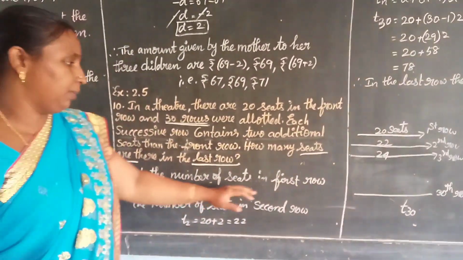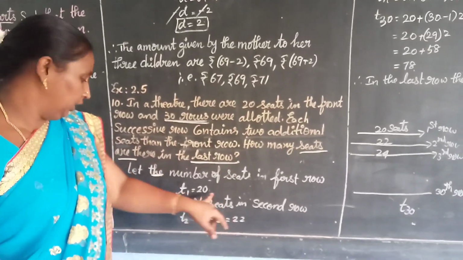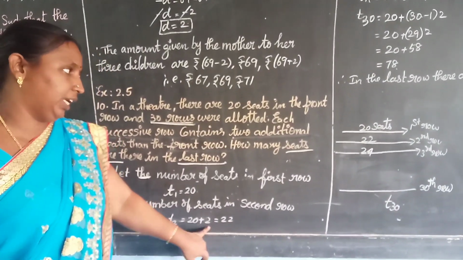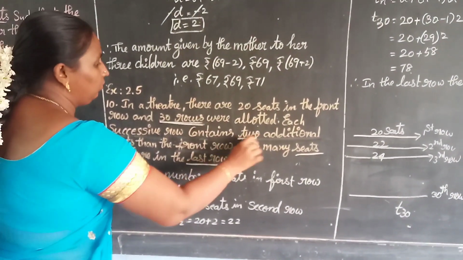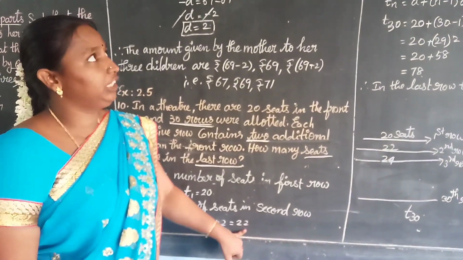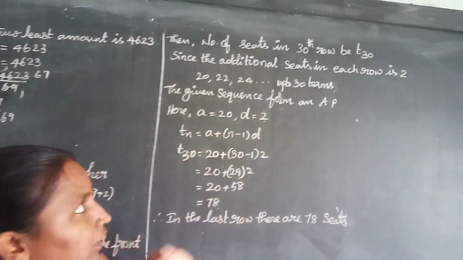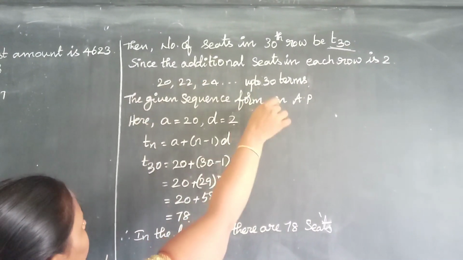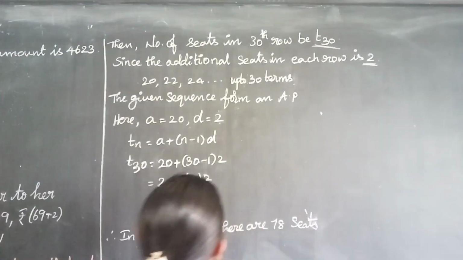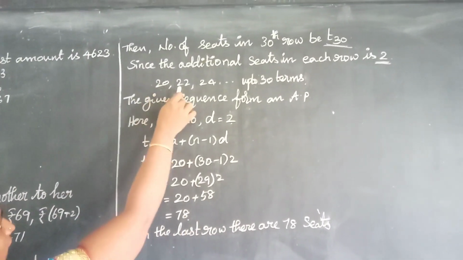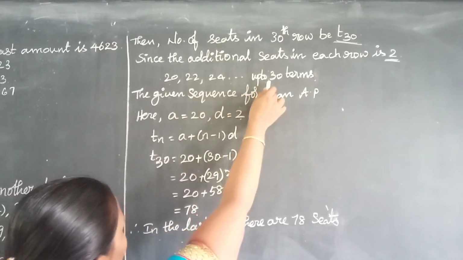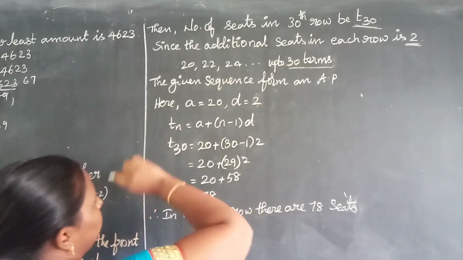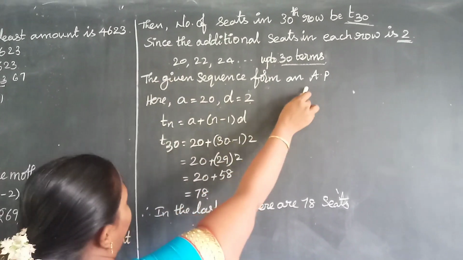Okay. So see this, let the number of seats in the first row equal to 20. Number of seats in the second row, T2 equal to, that is 20 plus 2. Why are you adding 2? They given each successive row contains 2 additional seats. So we will get 22. Then number of seats in 30th row be T30. So this one only we are going to find. Since the additional seats in each row is 2, that is increasing by 2, so 20, 22, 24 and so on up to how many rows are there? 30 rows. It will be 30 terms.